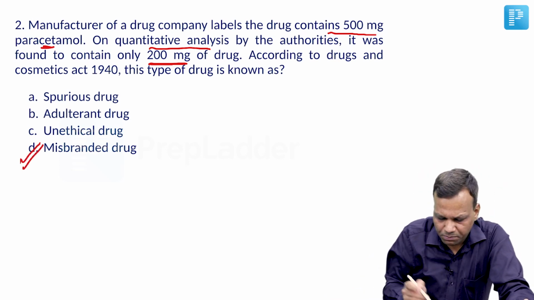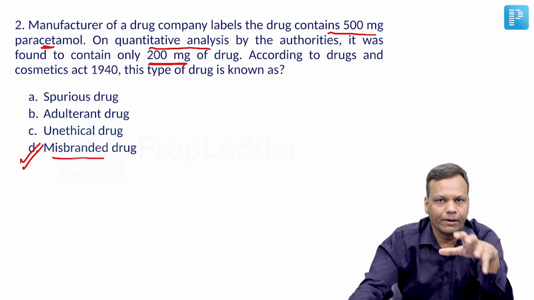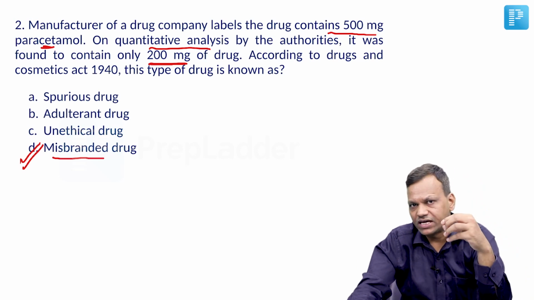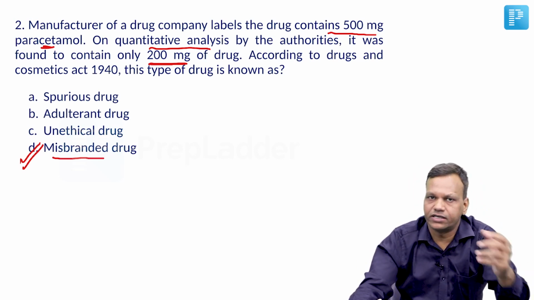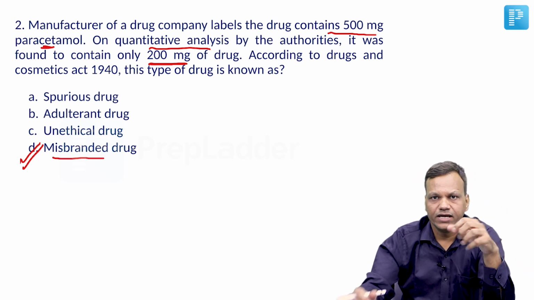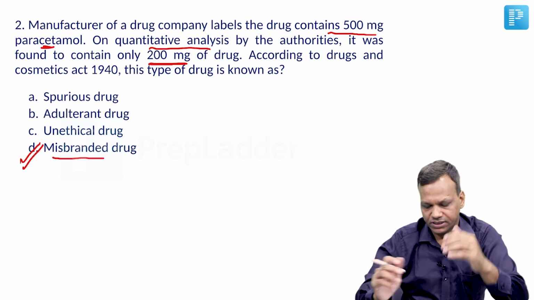Remember, misbranded means there is anything wrong on the drug label. For example, if they have forgotten to write the schedule, like if a drug is schedule H but they have not written it, it is a misbranded drug. If they forgot to write IP, BP like things, it is a misbranded drug.